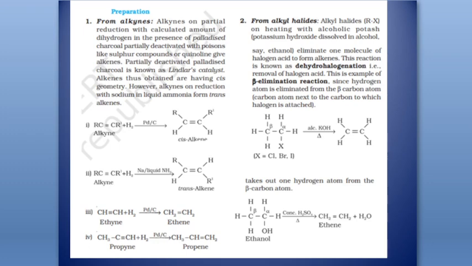Next, taking ethanol as a reactant, and it is subjected to reflux with concentrated H2SO4. It will produce ethene as a product.